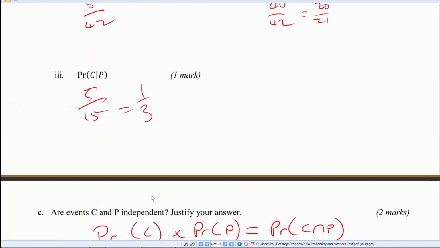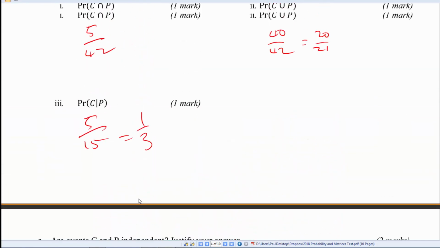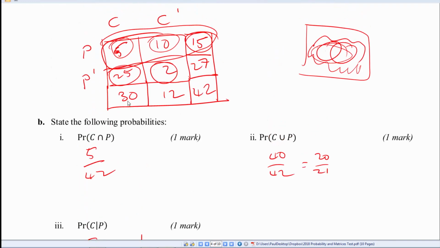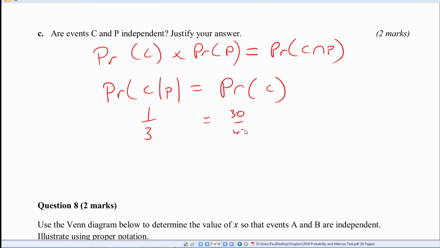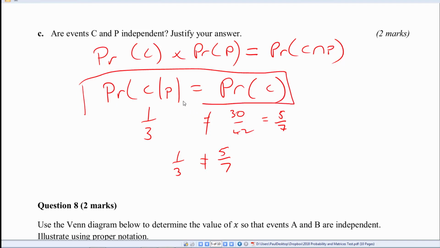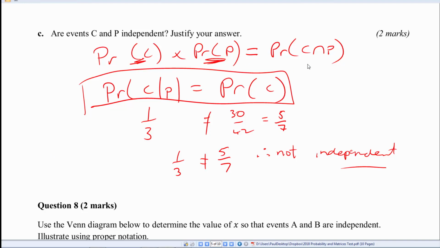In this case, we've got C given P, which is 1 in 3, and the probability of C is 30 out of 42, which when simplified is 5 on 7. So what we can see is 1/3 is not equal to 5 on 7. So this is the test that we're doing, and this is the result of the test. When they're not equal, we say the events are not independent. Alright, so that's the result. You could also multiply those together and check whether they equal the intersection and get a similar answer.